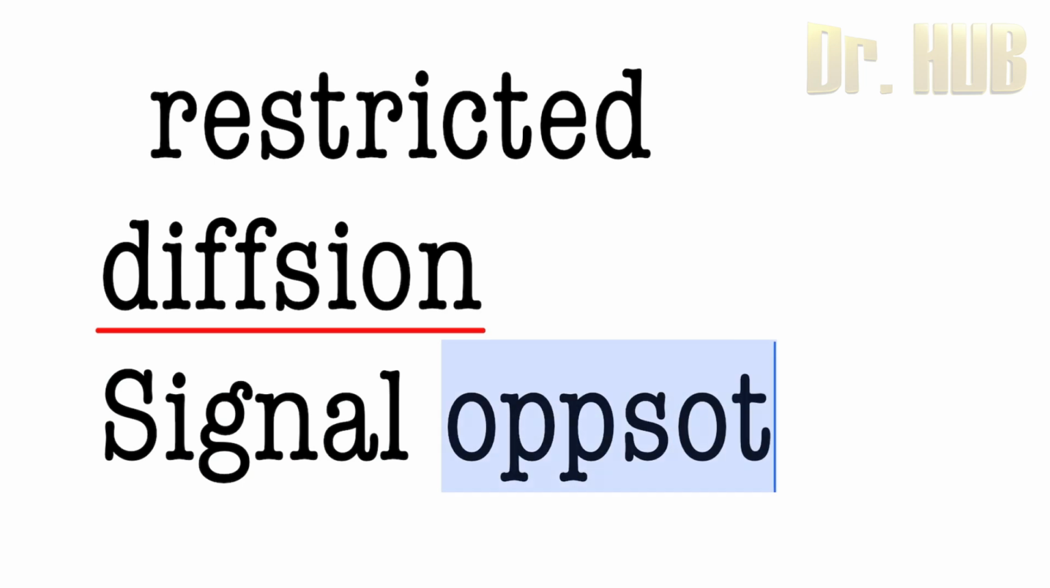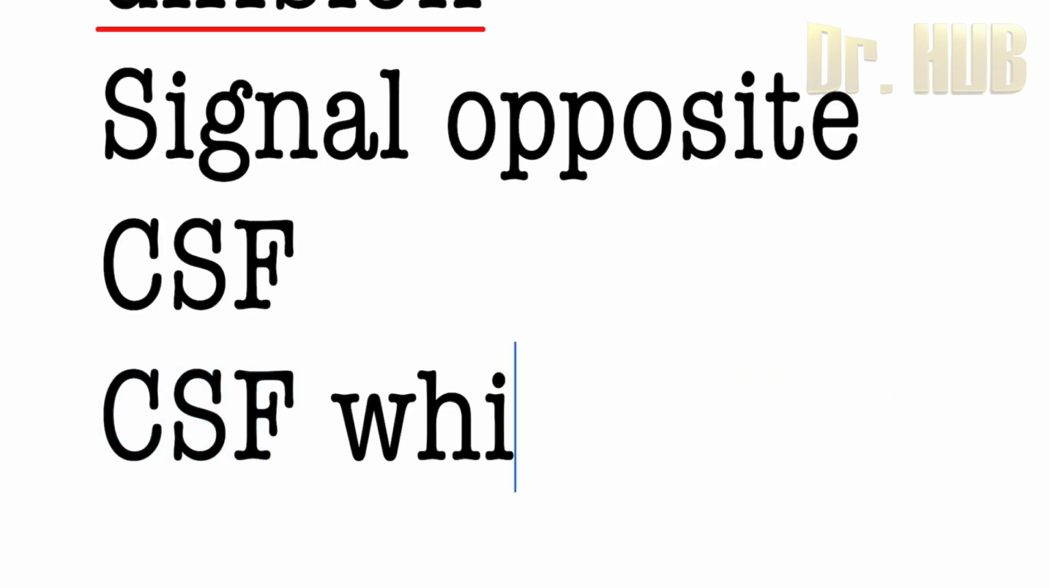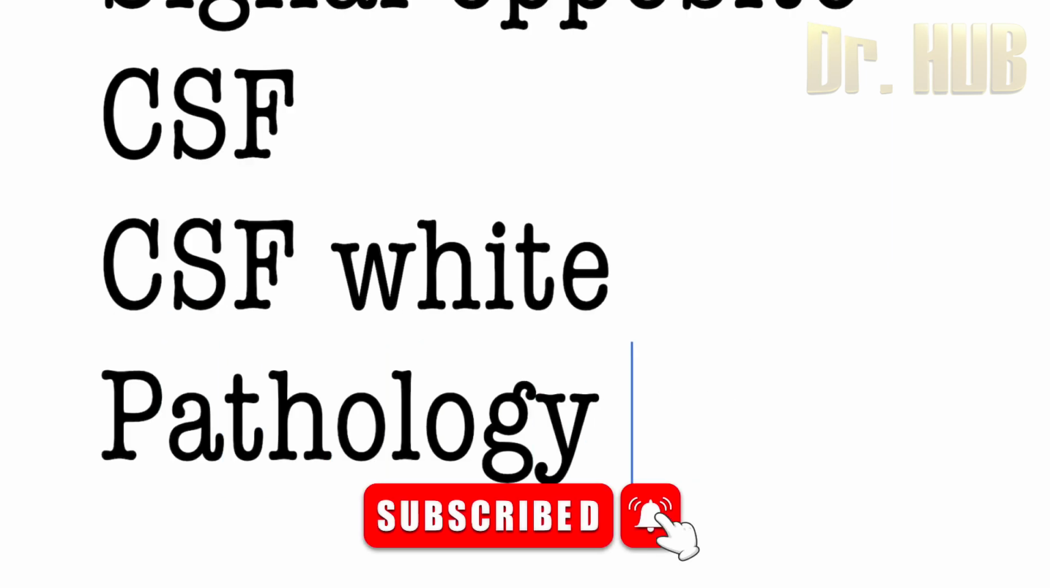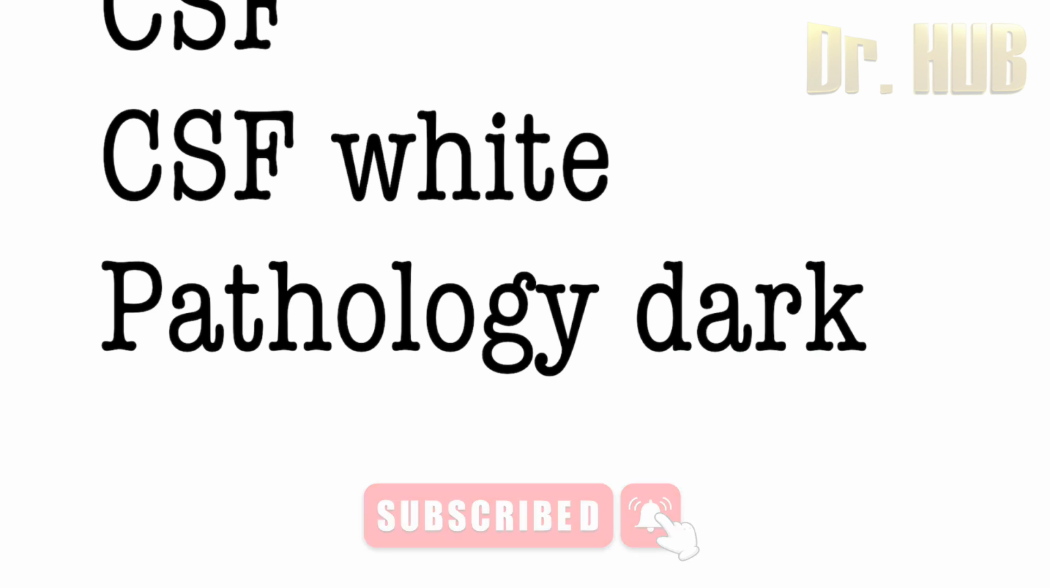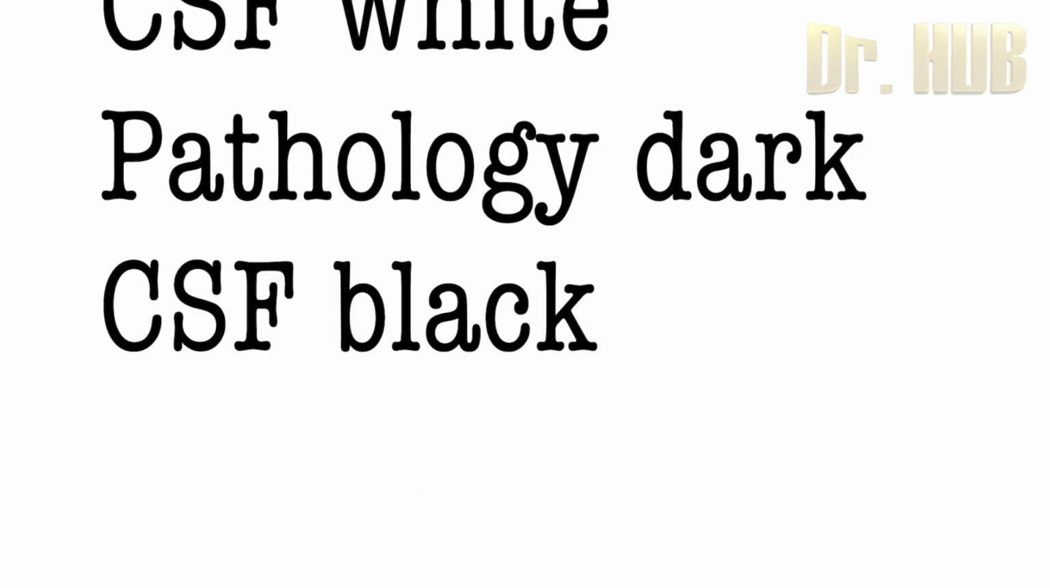Restricted diffusion. So restricted diffusion, what is it? It shows a signal opposite to that of the CSF. So the signal is totally opposite to that of the CSF. On the CSF it appears white, and the pathology appears black, dark. Now, on the CSF, if you see the CSF, it appears black, and the pathology appears white. So the CSF appears black and the pathology appears white.